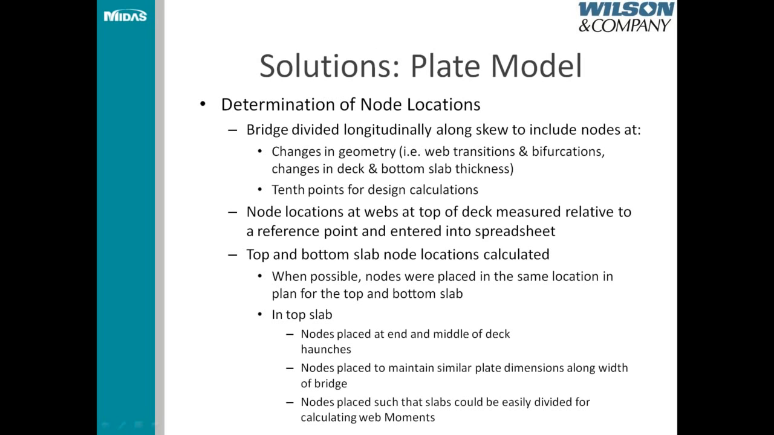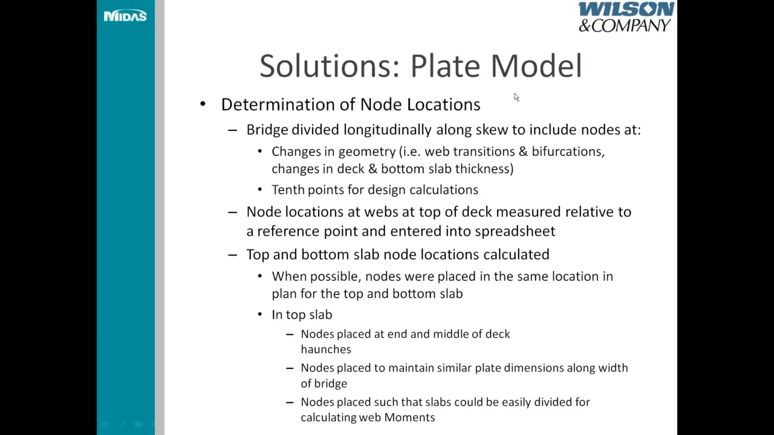Now, taking a look at the plate model. The first step was determining the node locations. The bridge was divided longitudinally along its skew to include nodes at the changes in geometry, such as the web transitions and bifurcations, changes in deck and bottom slab thicknesses, 10th points, and also at 10th points for the design calculations. The node locations at the webs at the top of the deck were measured relative to a reference point and entered manually into a spreadsheet. From there, I was able to calculate the remaining node locations.